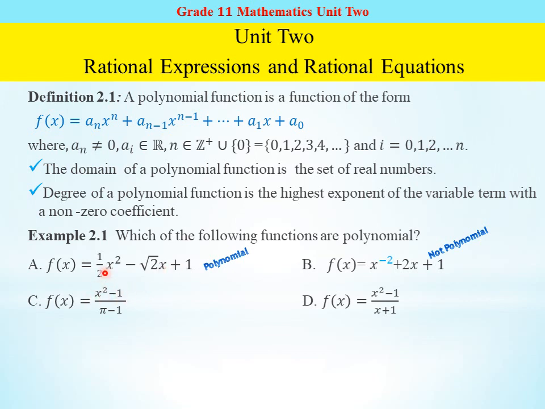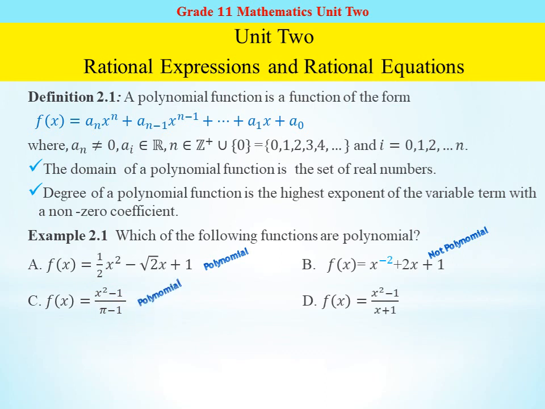ከዚህ ላይ እንግዲህ ዶሜን ኦፍ ፖሊኖሚያል ፋንክሽን ምን መሆን አለበት? ሴት ኦፍ ሪል ነምበር ነው። What is the domain of this function, which is the set of real numbers? እዚህ ጋር ፓይ ማለት ነምበር ነው 3.14 እያለ, so subtract ስታደርጉት you get a real number. That is, this one is also a polynomial function.